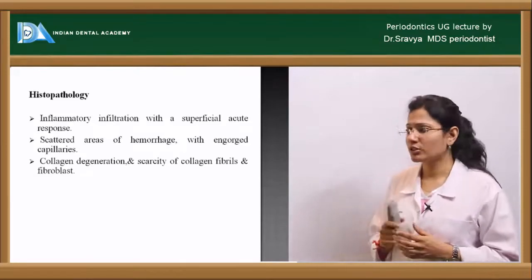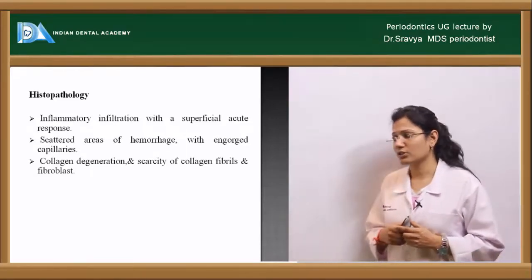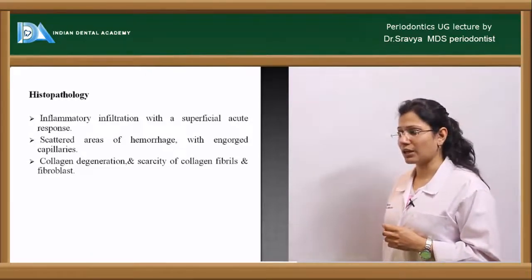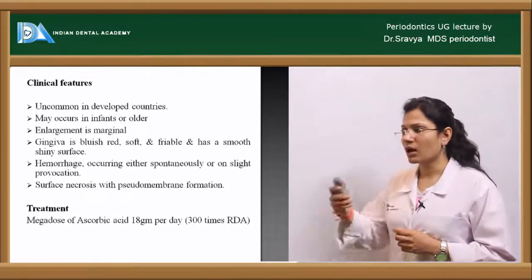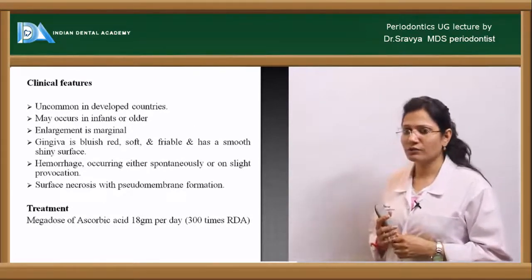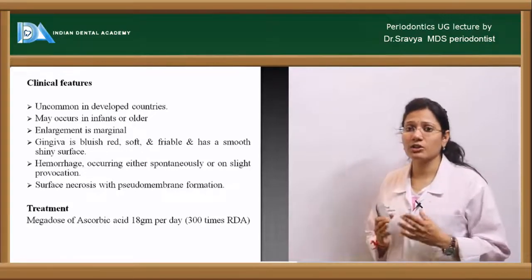How is the histopathology? Inflammatory infiltration with a superficial acute response, scattered areas of hemorrhage with engorged capillaries, collagen degeneration and scarcity of collagen fibrils and fibroblasts. How does it appear clinically? It's uncommon in the developed countries. It may occur in infants or older people. The enlargement is usually marginal, and then the gingiva is bluish red.